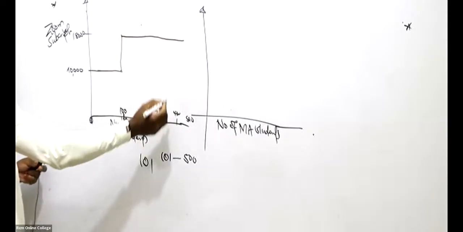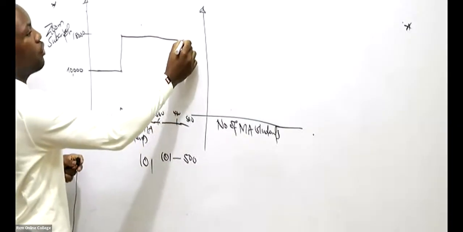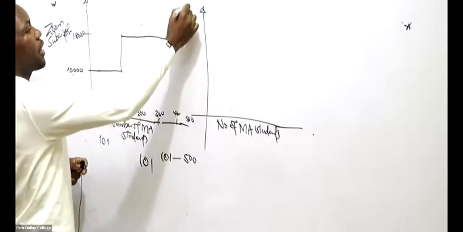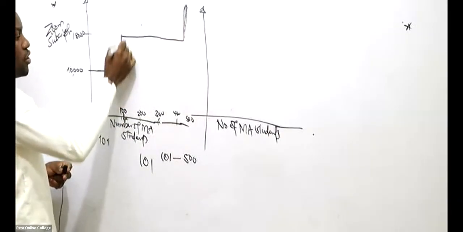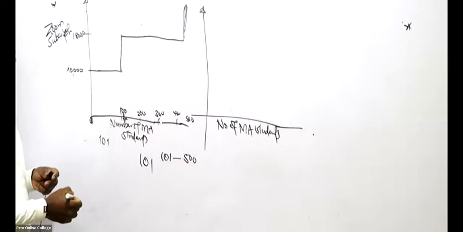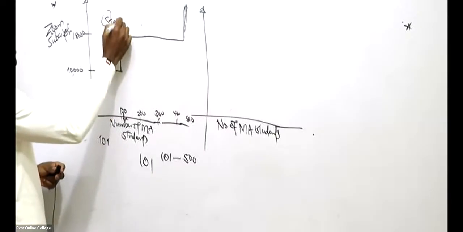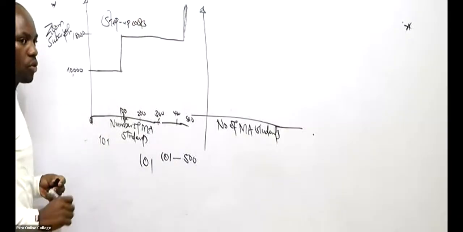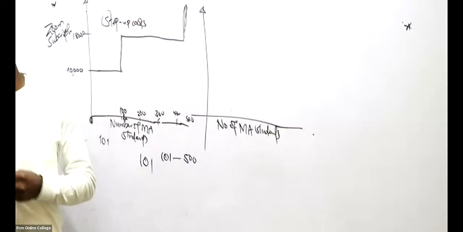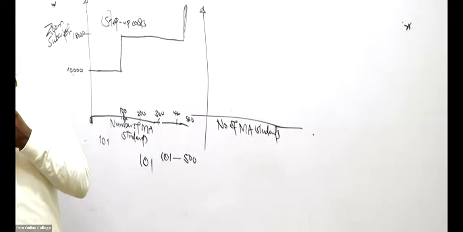The moment the license goes beyond 500, it again goes up, right? It again goes up. So this change is a vertical change. It's a vertical. That now we call the step up. The step up. Or what we call the semi-fixed cost. That's what we call the semi-fixed cost.